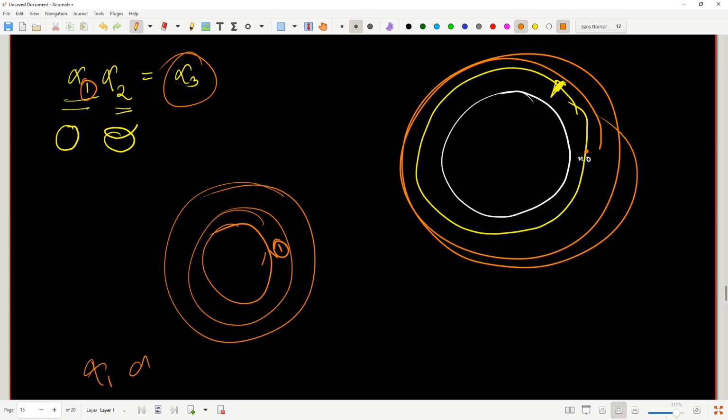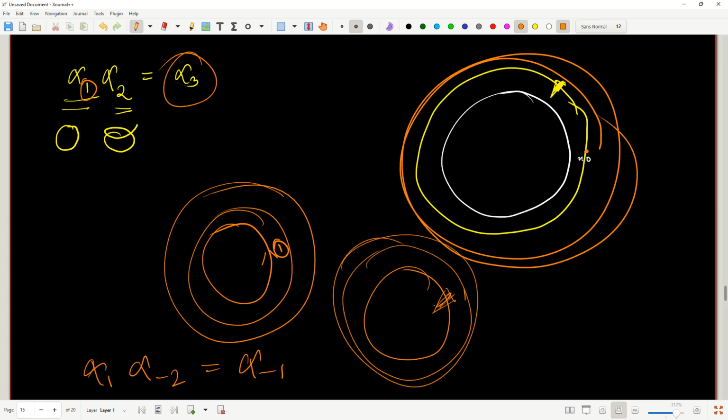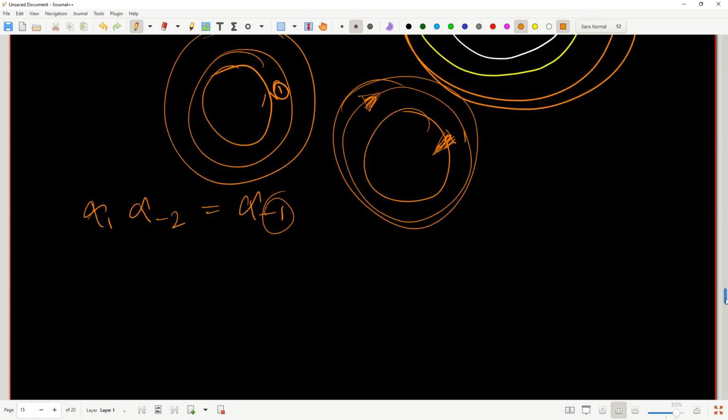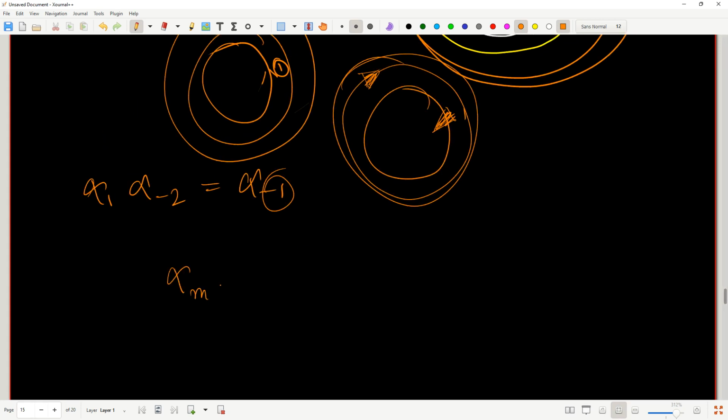Similarly, alpha 1 times alpha minus 2 would give you alpha minus 1. Why? You are rotating in the anti-clockwise direction once, but then you are rotating in the clockwise direction twice, right? So eventually you are rotating in the clockwise direction once, because you can think of the anti-clockwise rotation as getting cancelled by the first clockwise rotation, and then there is another rotation in the clockwise direction. So in general, for any two loops you have the product as alpha m plus n.